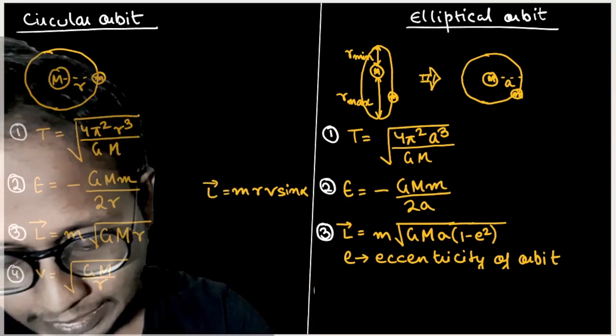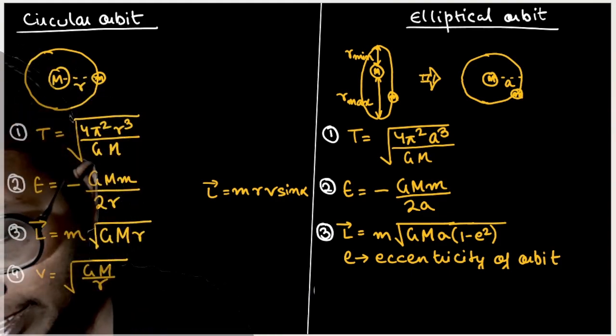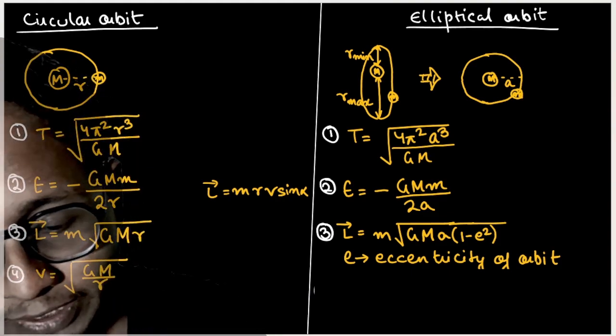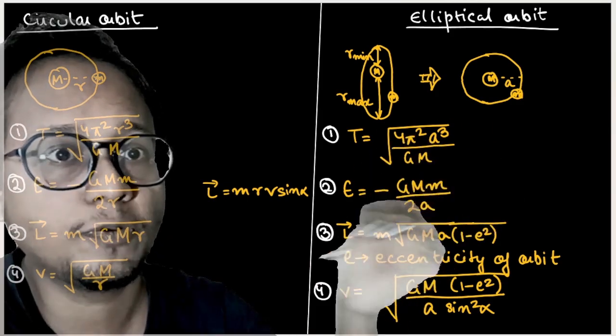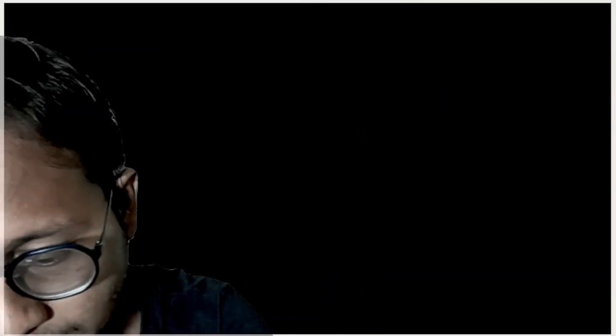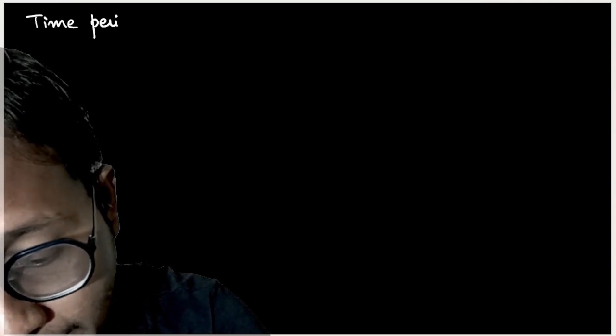Inside your syllabus means the question can be asked. Nothing in the derivation will be outside your syllabus. It's just the fundamental understanding of fundamental concepts. How do you understand the fundamental concepts? So what I'm trying to do is derive the time period, that is 4 pi square a cube by GM. So let me derive the time period.